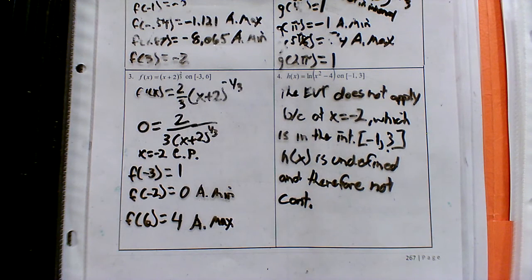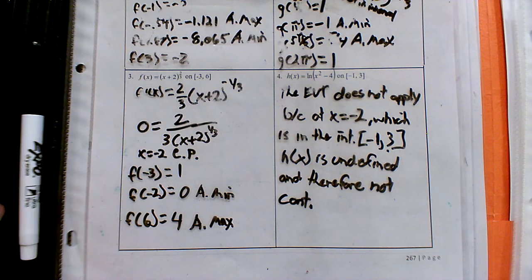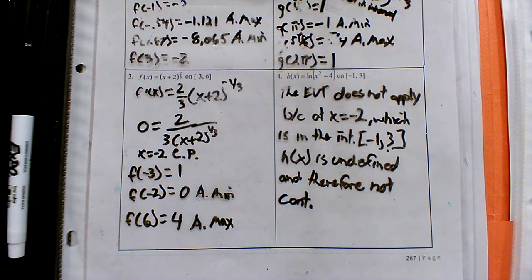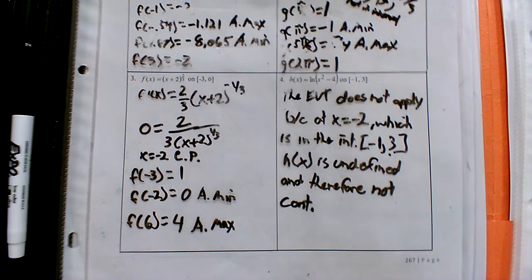Because at that one point, if we plug in that -2 and square it, we have 4, and 4 minus 4 gives us 0. We cannot have the natural log of 0. It's undefined at that point. So the EVT does not apply. We can't say for certain that we have an absolute max and an absolute min. Do we understand how we got that result compared to the other three?